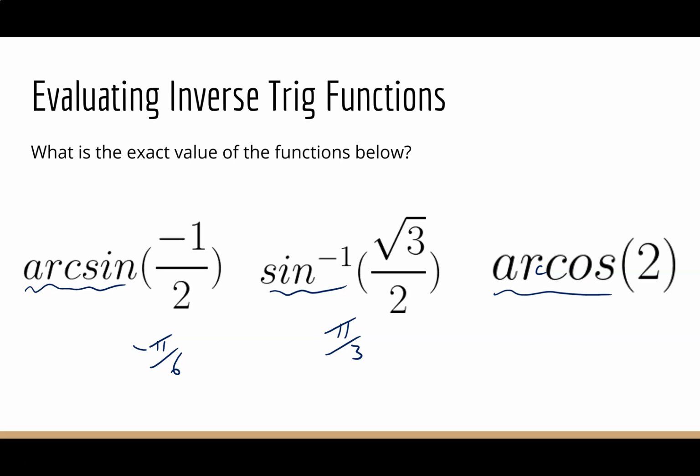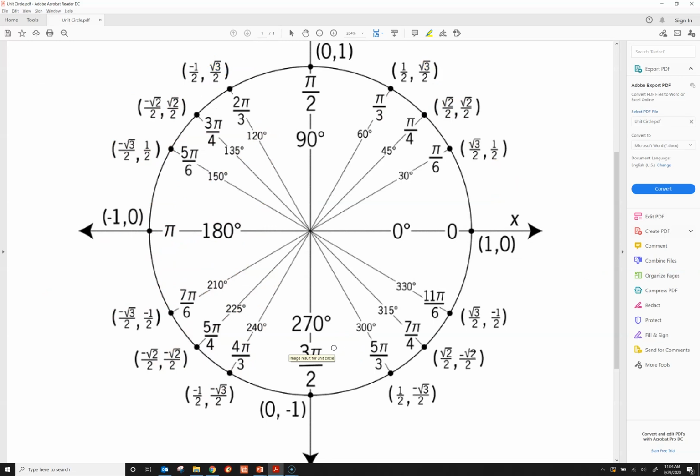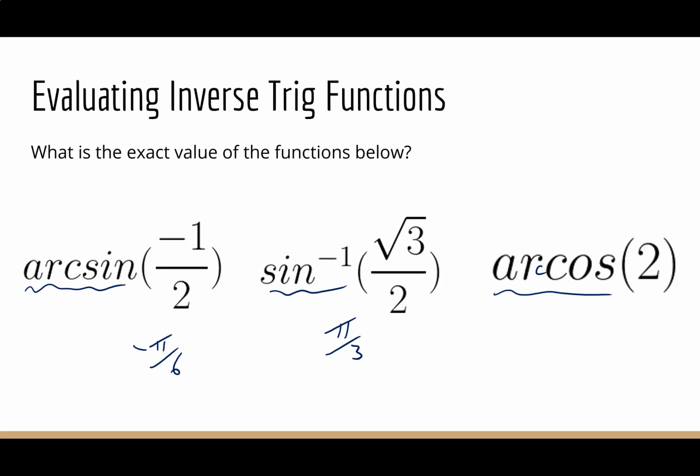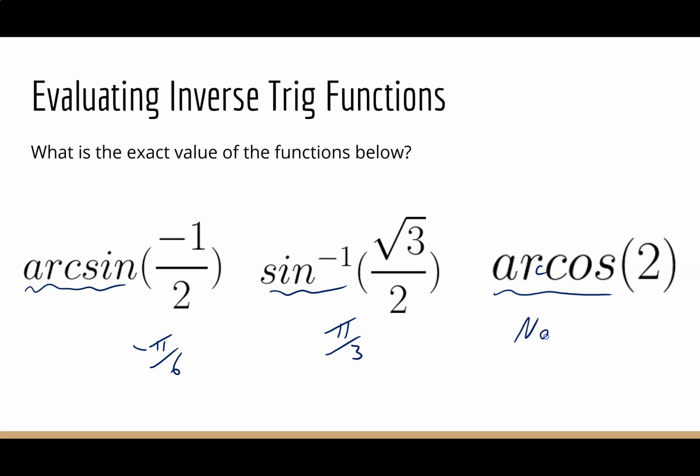And lastly, arc cosine of 2. So we want to look at our unit circle and find where the x value is 2. Hopefully you realize there's going to be an issue there. The x value can never be more than 1 or less than negative 1. Remember, we have domain issues. 2 would be way out here on the edge somewhere, so we can't do that. So we realize that arc cosine of 2 is outside the domain restriction, and so we say no answer.